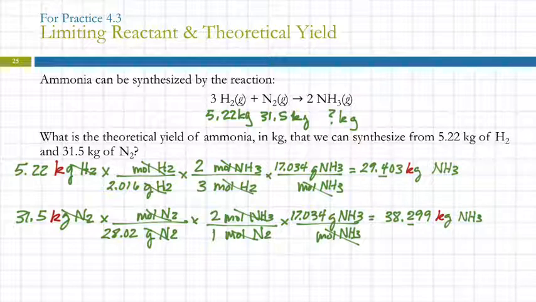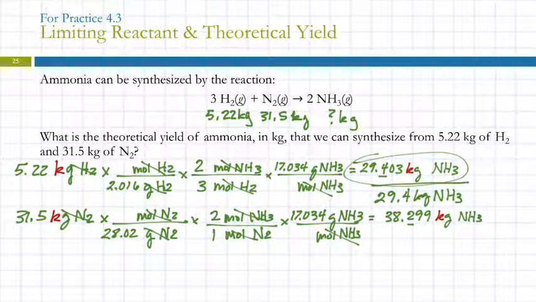How much ammonia can I make? Which of these numbers is smaller? The first one. So this is how much I can make, right? So that's going to be my answer. So I'm going to round that and say 29.4 kilograms of ammonia can be made. Any questions? I can't make any more than that because when I get to this mass, I run out of hydrogen. It's like running out of pizza sauce. It stops. The reaction stops.